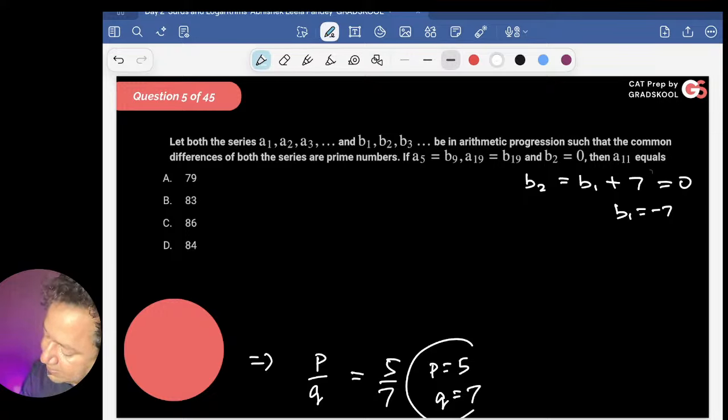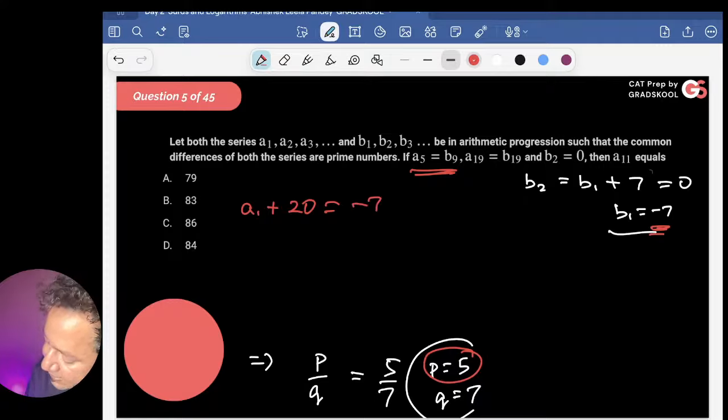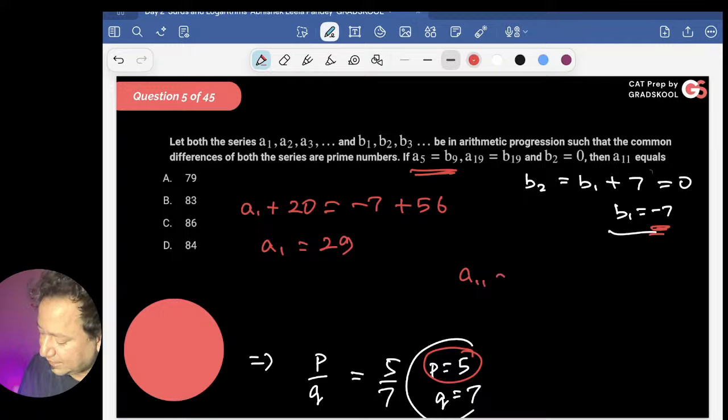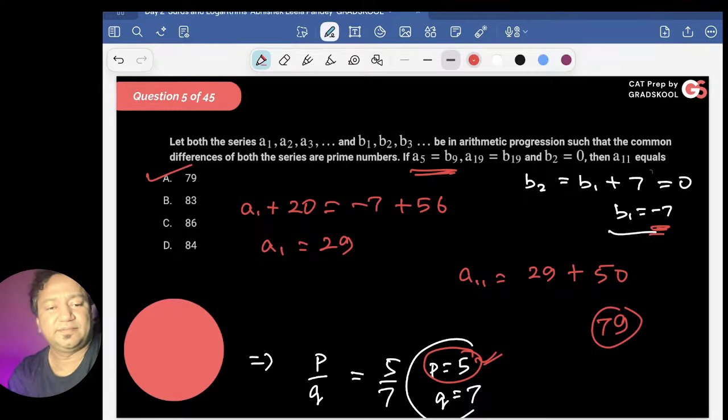Now, by using this, I can put it here. Okay, so A5 is B9. What is A5, by the way? It is A1 plus 4 times P. What is P? 5. So A1 plus 20 is equal to B9. What is B9? B9 is B1 plus 8 times Q. So B1 is minus 7 plus 8 times 7. That is 8 sevens are 56. So A1 is equal to कितना चाहिए ये? 36 minus 7, 29. A1 is 29. We need to find A11. What is the value of A11? A1 plus 10 times 5, that is 50. So the answer is 79. Option A. Is that clear?